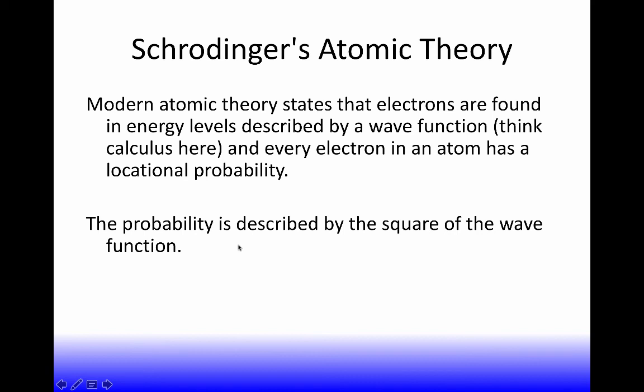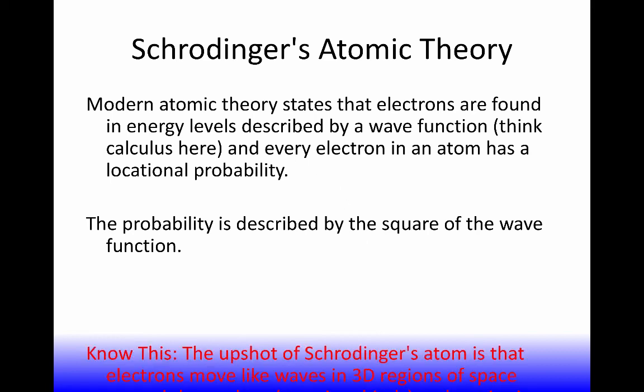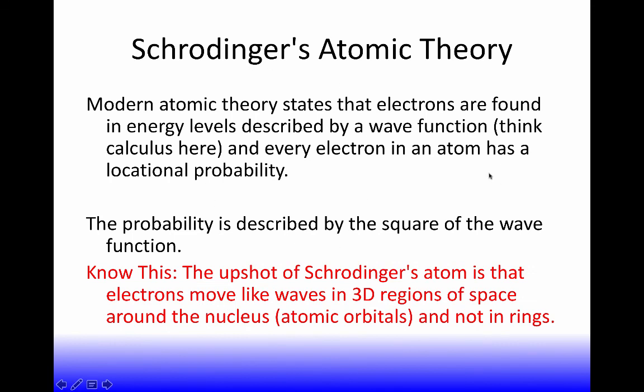We are not going to do the math here. Basically, this is a very high-level quantum mechanical explanation of what's going on inside an atom. So you're talking a higher level chem course or even a graduate chem course to really understand this. And you've got to have a lot of math in order to get it as well. So here's really what the upshot of Schrodinger's atomic theory is. We don't need to know the basis other than that it basically provides a model where electrons move like waves, and they are in 3D regions of space around the nucleus in what we call atomic orbitals, not rings, and that electrons have a probability of being found in an orbital at any given point in time.